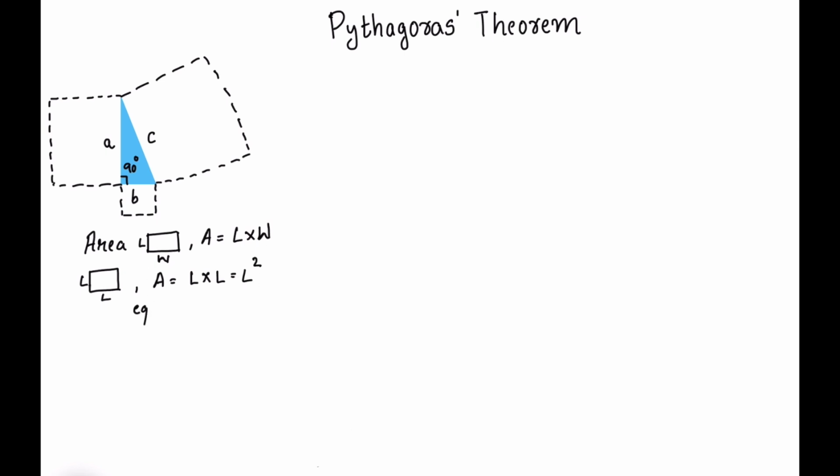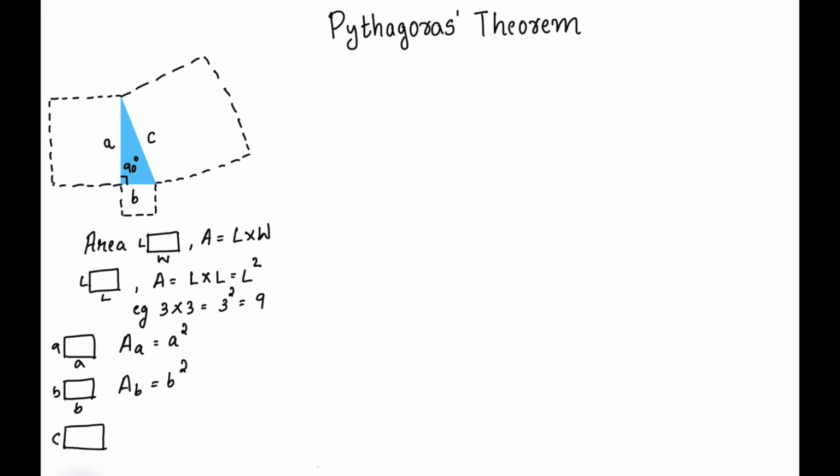Just like, for example, 3 times 3, we can mathematically simplify it as 3 squared, which of course equals 9. So using that logic, we can derive the area of the square with side length A as A squared. We can then derive the area of the second square of side length B as B squared. And then we can also derive the area of the third square with side length C as C squared.